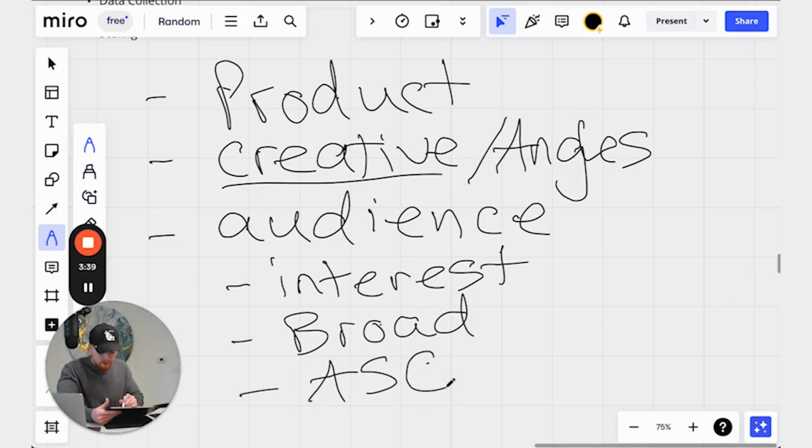So these are some of the things that you want to be thinking about that you're going to be testing when you're initially launching products or testing new concepts or trying to scale. These are the key three that you're going to be focused on: either testing products, testing your creatives or angles, or testing different audiences and structures within your campaigns to figure out what works in your ad account and start to scale that and do more of what's working.